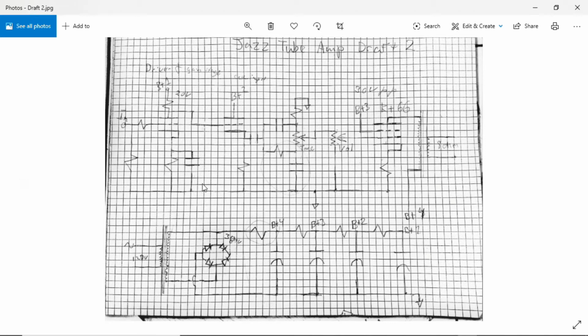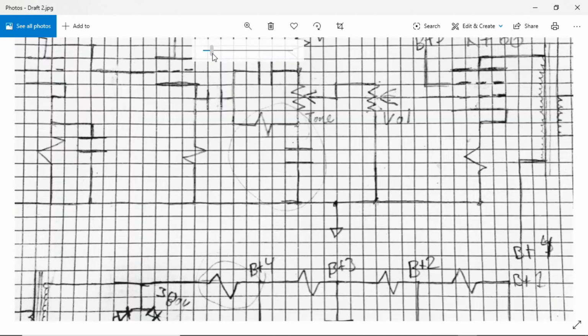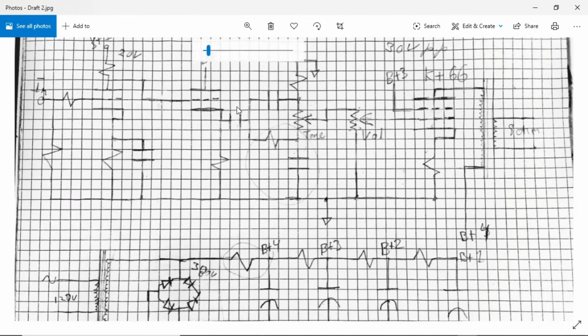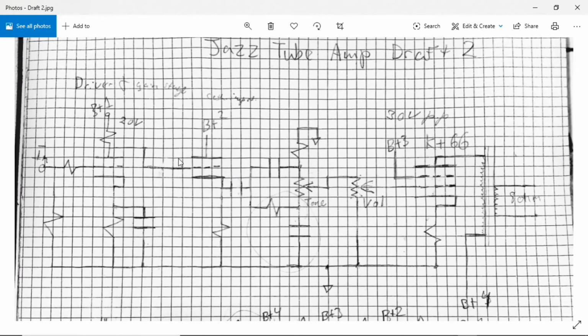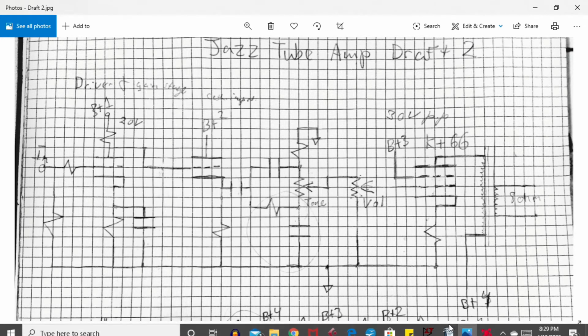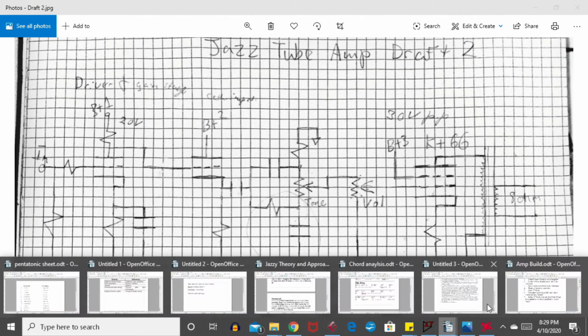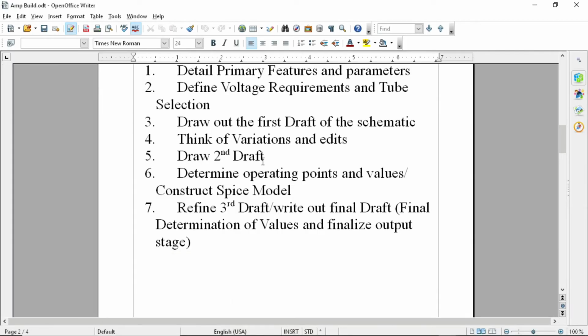So if you remember, the last section we were doing the second draft of the schematic, and I have it here on the computer. I know it's hard to see here, but what we had was a plate follower going into a cathode follower, into the tone stack, into a volume control, and into the KT66, all right? So where we left off on our list, let's draw the second draft. I did that. Now determine the operating points and values and construct a SPICE model.